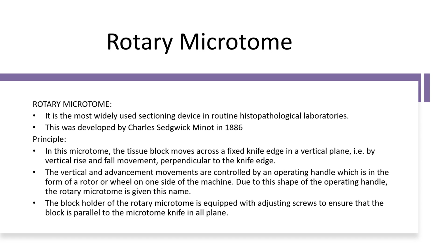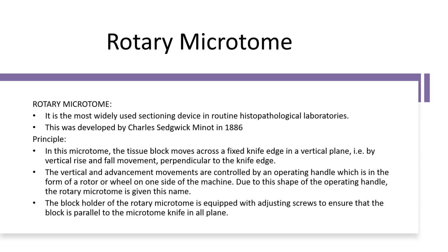There are various types of microtomes like the sledge microtome, rocking microtome, and some other types as well, but the most common microtome that is used widely in the histopathological laboratory is the rotary microtome, which was developed by Charles Sledge in 1986. This is a very simple principle in which the tissue block moves across a fixed knife edge in a vertical plane by vertical rise and fall movement perpendicular to the knife edge.